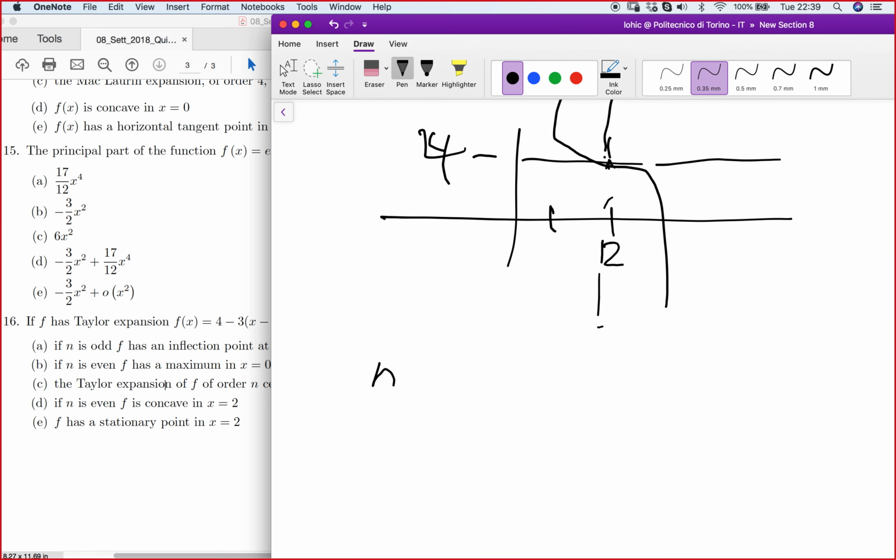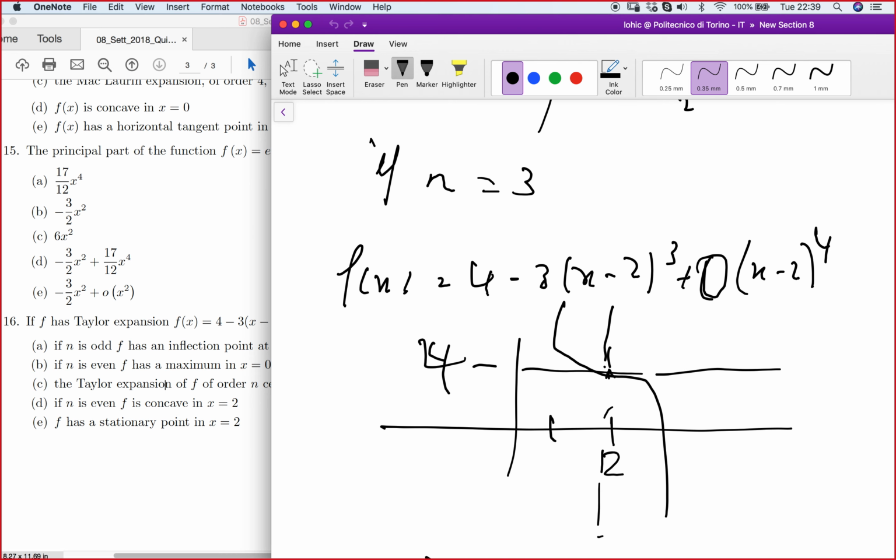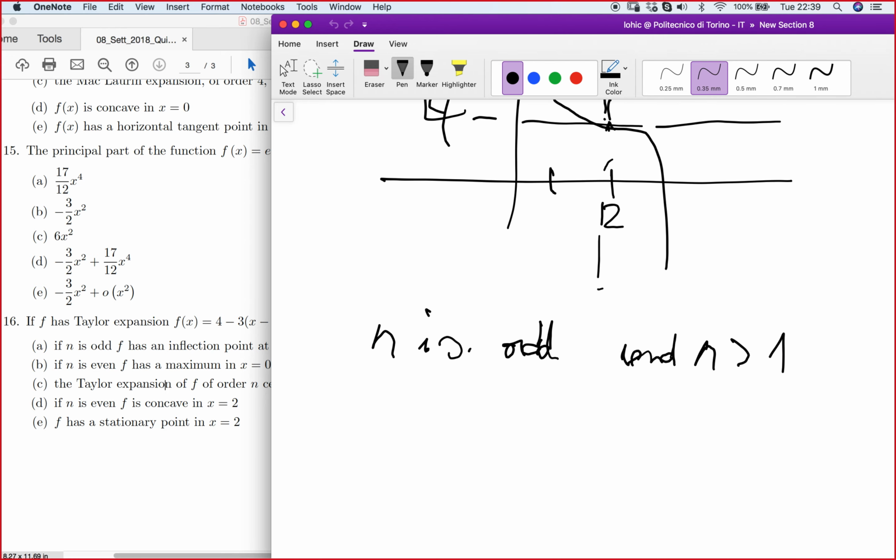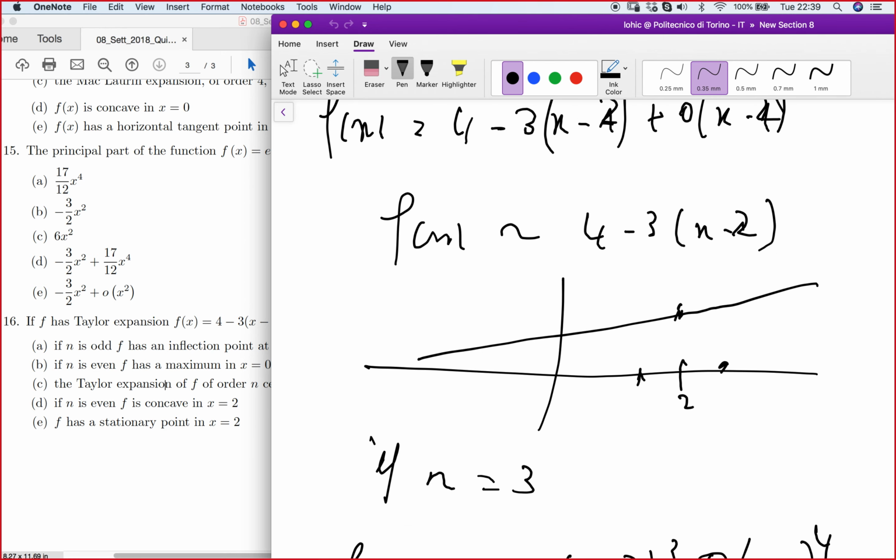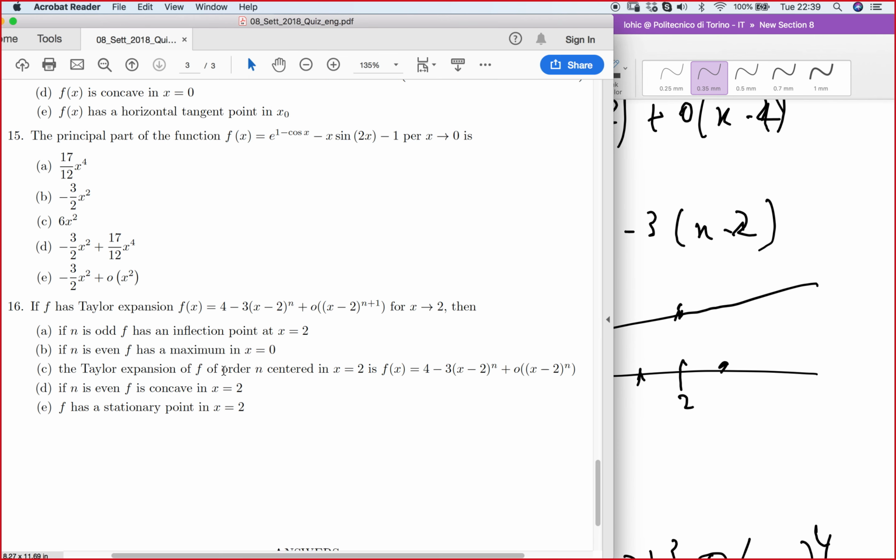So if n is odd and n is greater than 1, we will have inflection points. But if n is just odd, it may be 1, and if it is 1, the function just behaves like a line. So there will not be an inflection point. So A is false.